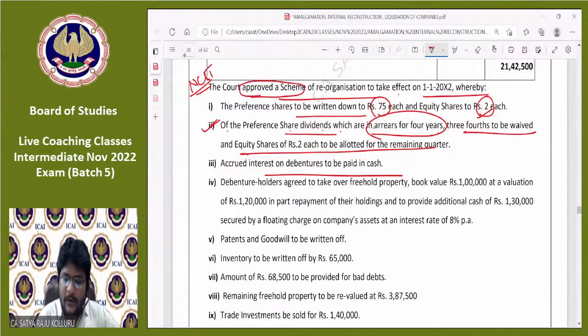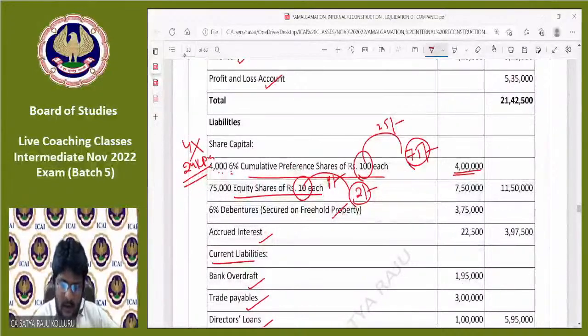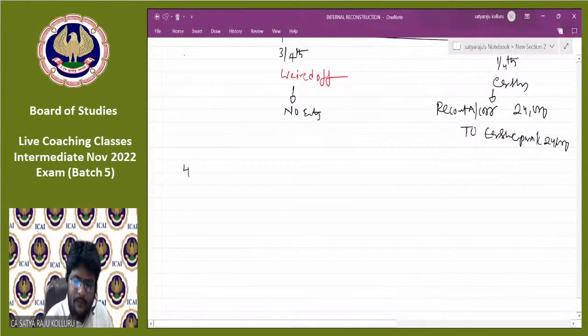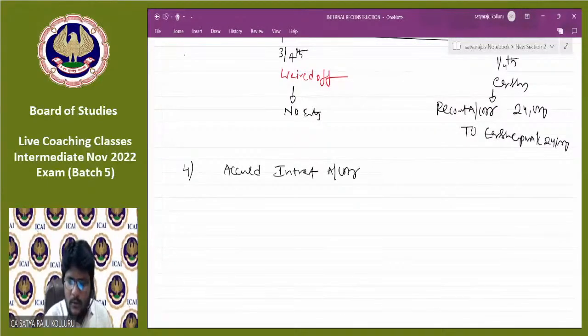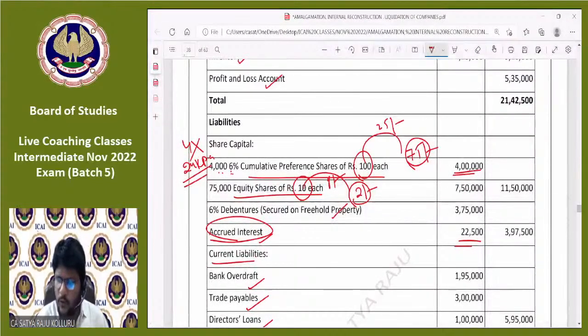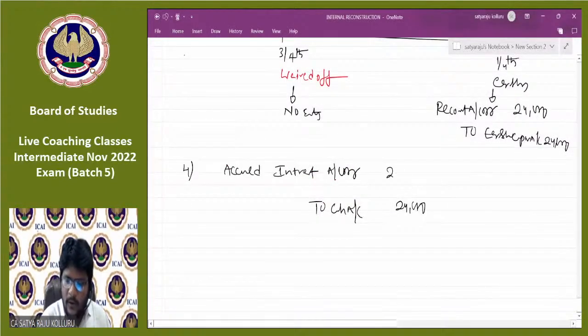Fine. Next, come to point number 3. Accrued interest on debentures to be paid in cash. Here accrued interest is there, which was 22,500. We are paying in the form of cash, means liability to cash. Entry: accrued interest account debit to cash account. How much? 24,000. Sorry, 22,500.